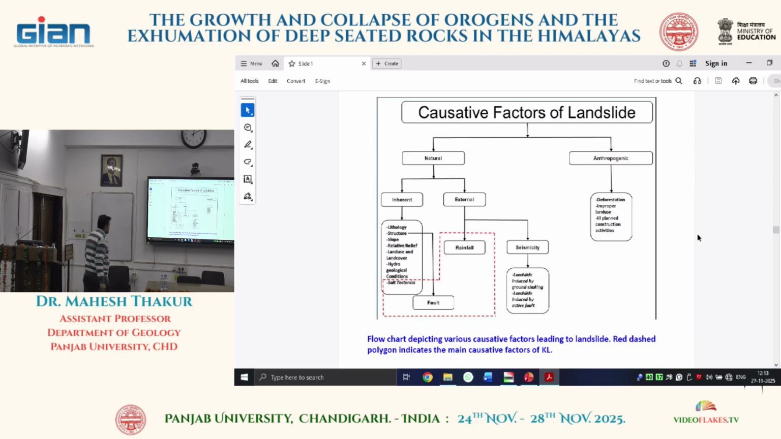So we propose the causative factors: salt tectonics, fault, and rainfall. Previously, people said maybe this landslide was triggered just because of rainfall, or they might have said it was a seismic event or something. But we have added that basically, a lot of rainfall happened, water percolated down, and the salt became more and more buoyant, and then it pushed through the fault plane of the MBT, and then it toppled the rock above. That is the reason. So salt tectonics, fault, rainfall, everything played a role in triggering this landslide.